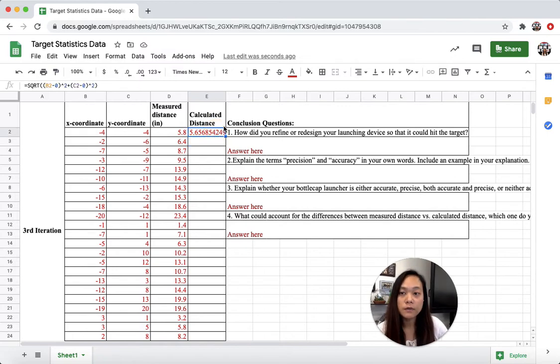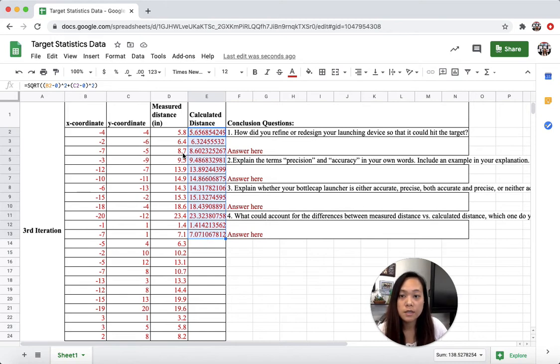I don't want to have to retype all this out every single time, so there's a really cool trick. You highlight this area right here, and then in the bottom right-hand corner, it should give you a plus sign. If you hold on it and drag it down, let me show you, it should repeat all of the formula for you, so you don't have to redo it.